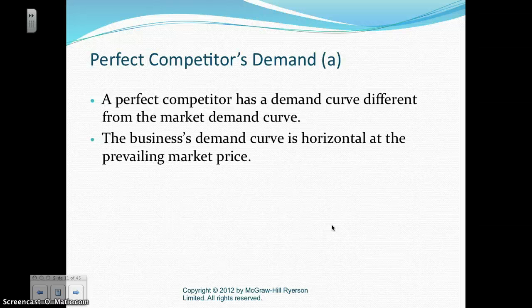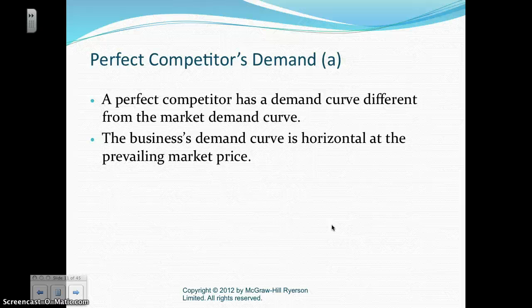Now, this is an important concept that I know we're moving fast here, but I want us to make sure that we are on the same page here. Perfect competitor. So perfect competition. A perfect competitor has a demand curve different from the market demand curve. The business's demand curve is horizontal at the prevailing market price.